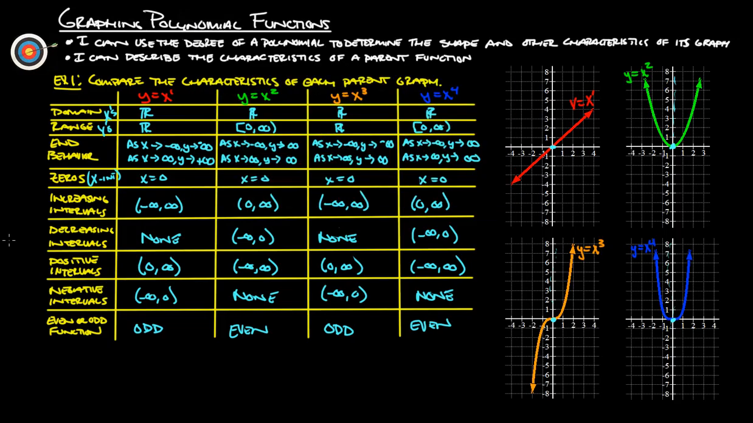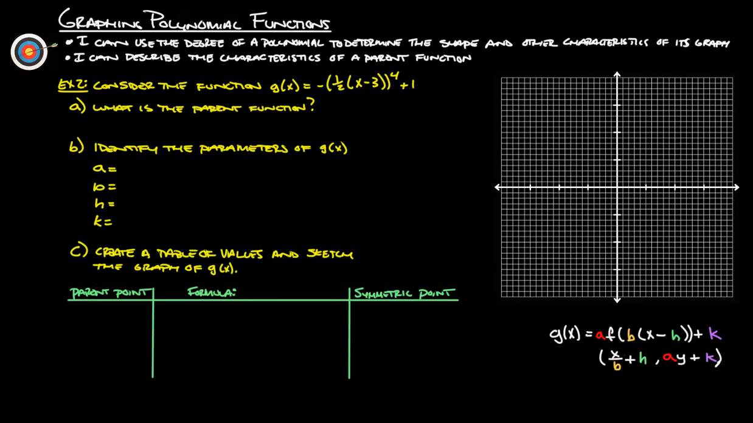All right. So let's take a look here. Example 2. Consider the function g of x equals negative 1/2 x minus 3 to the 4th power plus 1. What is the parent function?